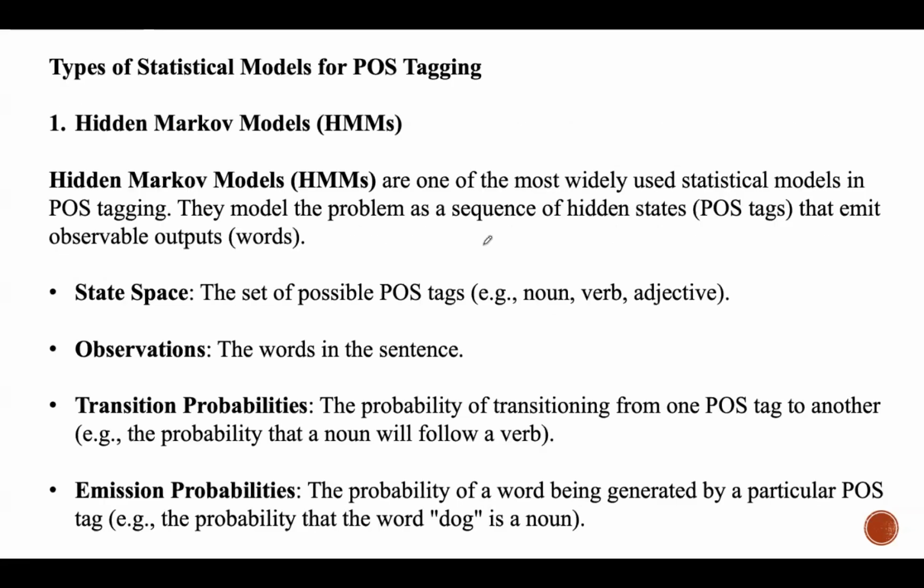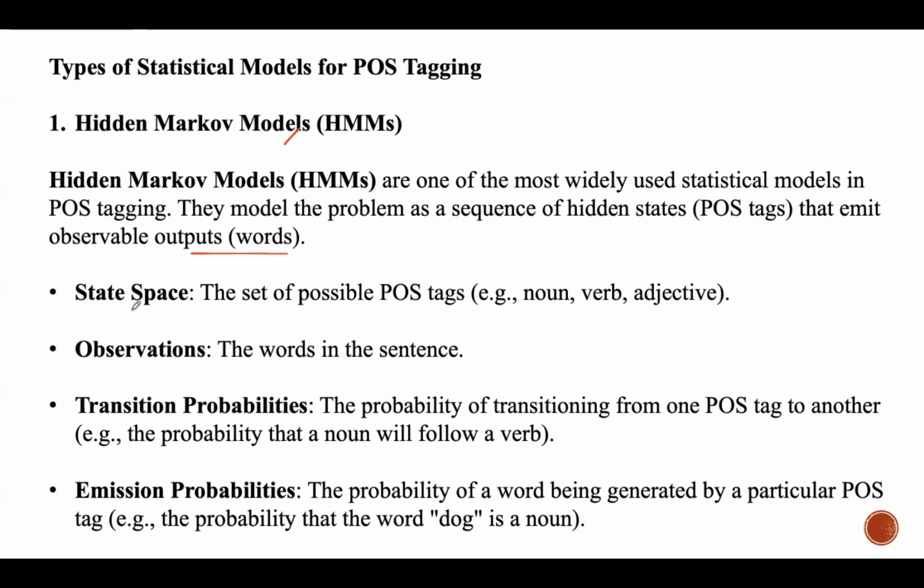Methods which come under the statistical models are, first, the hidden Markov model. It is a generative probabilistic model that represents the underlying sequence of hidden states and observed events. Here hidden states are nothing but the POS tags and observed events are the words. Hidden Markov models are based on the Markov assumption, which states that the current state depends only on the previous state, not on the entire history. So we need to remember this point.